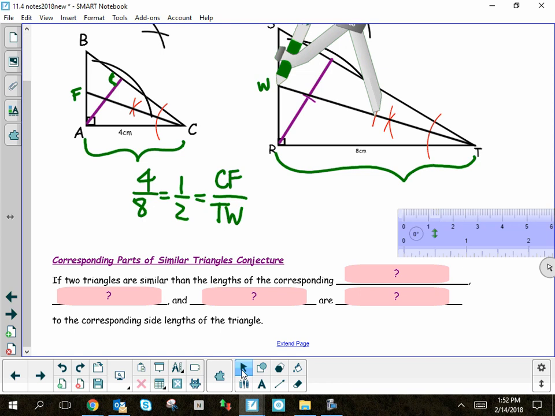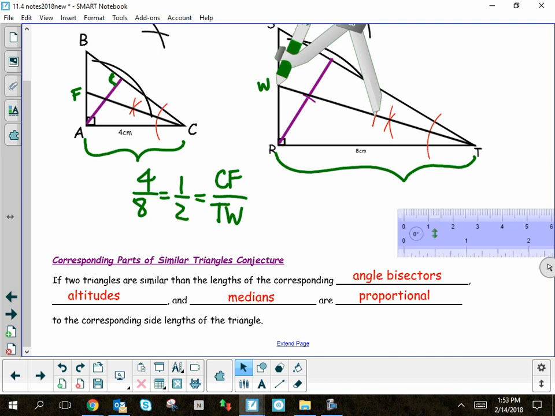So here's how the conjecture goes. If two triangles are similar, then the lengths of the corresponding angle bisectors, the altitudes, and the medians, okay, we didn't do the medians, but if you were to construct the medians, those are going to have the same proportional ratio. In this case, it was 1 to 2, but it can be whatever. Okay, so they're going to have the same proportion to the corresponding side lengths.